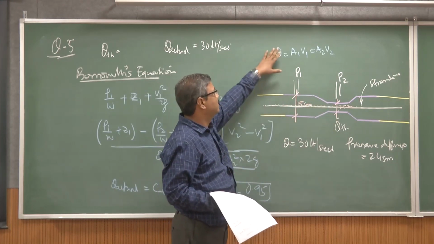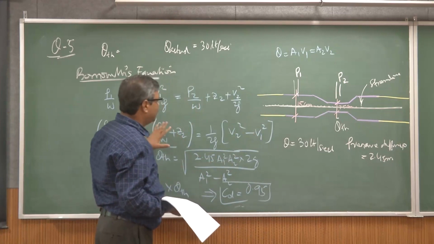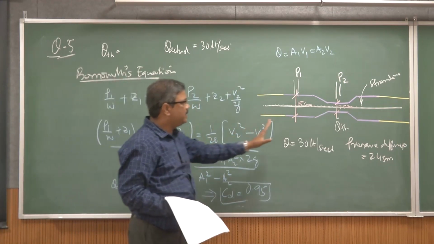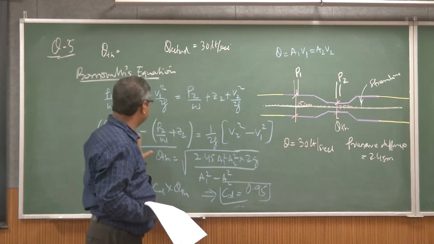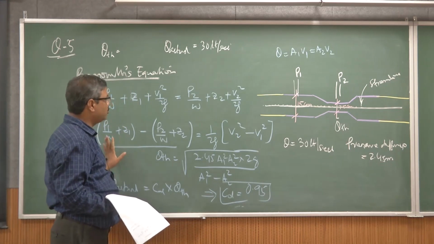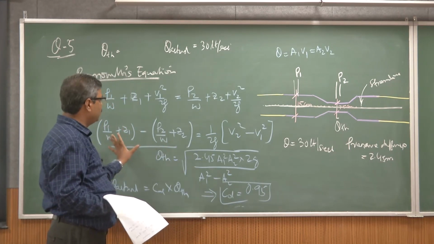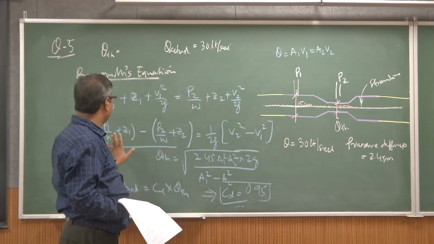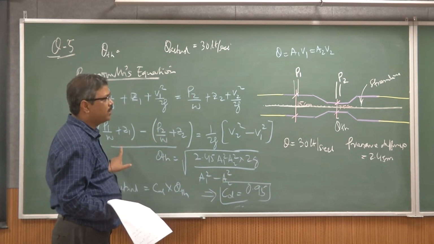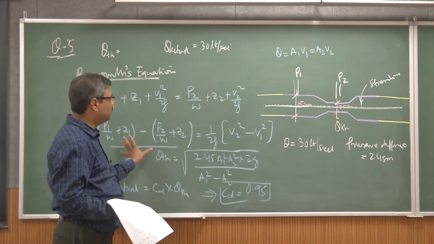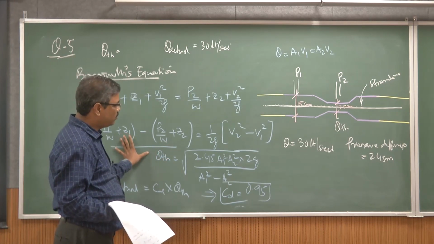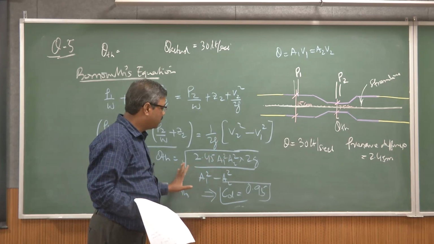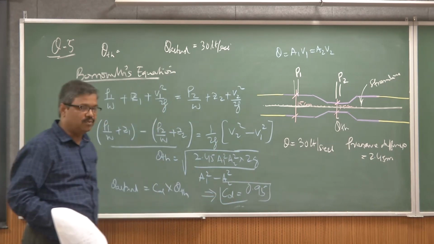So this is a very simple problem using a venturimeter, where you have to apply Bernoulli's equation and the mass conservation equation, and remember that the pressure difference measurement is given. We are not looking for Z1, Z2. Whatever the pressure difference measurement is, we substitute it to compute the CD value.